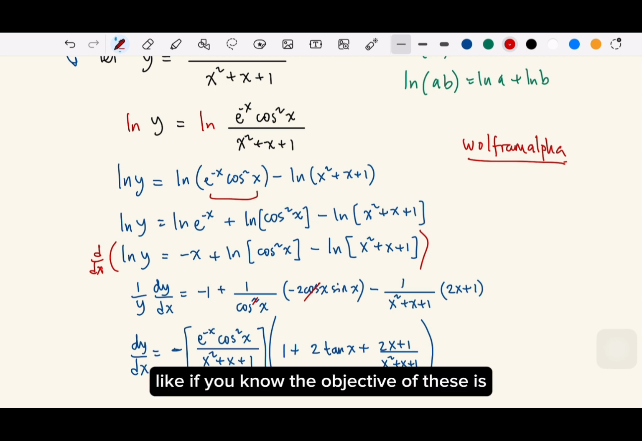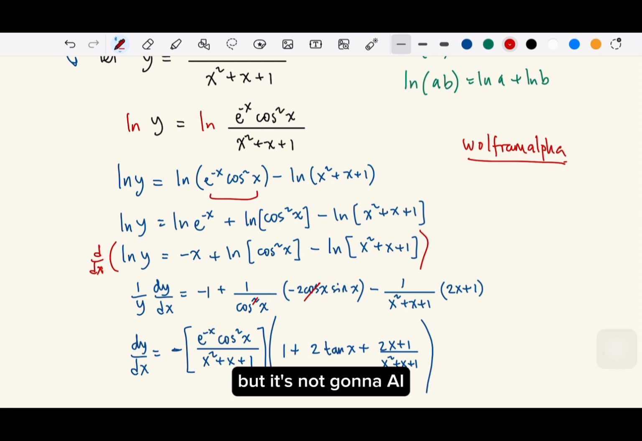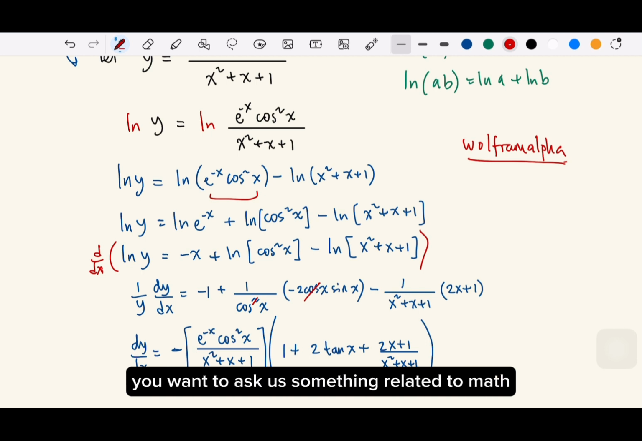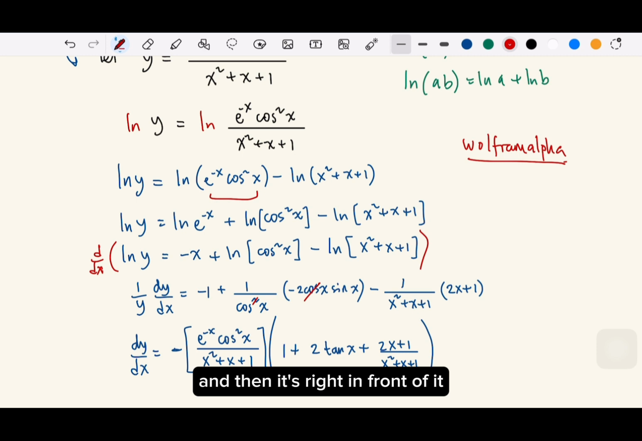Like if you know ChatGPT, it is similar to that, but it's not an AI. It's basically computation. So you need to write your equation if you want to ask something related to math. You can ask like find the derivative of, and then you put the function. They have calculators that you can put the d/dx, something like that, and then it's right.